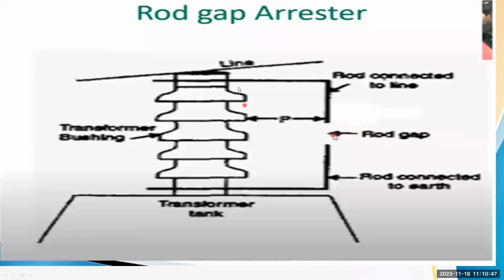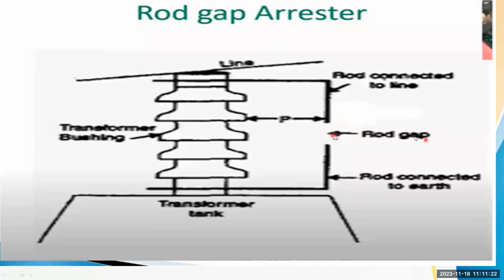The next is the rod gap arrester. This is called a rod gap. There is a gap between the upper part of the upper insulation and the lower insulation. The insulator and transformer bushing can be protected by using the rod gap. Under normal operating condition, it acts as an open switch and there is no discharge between the rods. But during fault or lightning conditions, a huge spark discharges into the ground in this fashion.